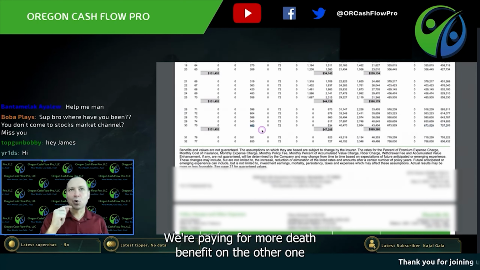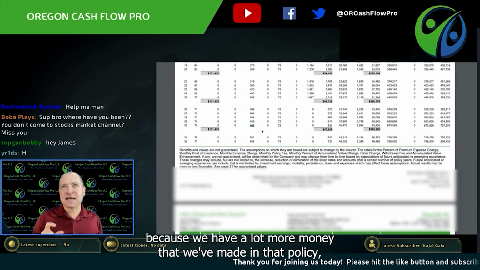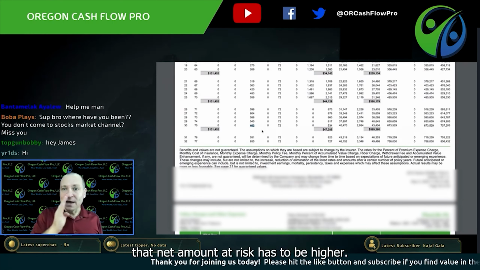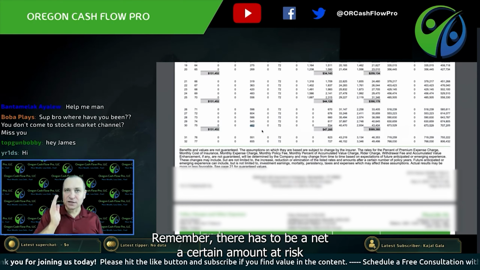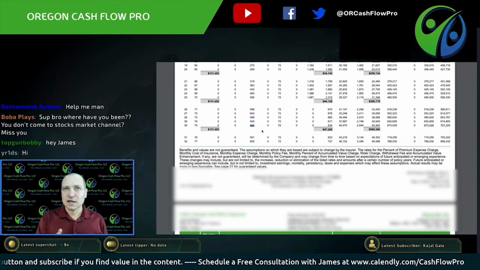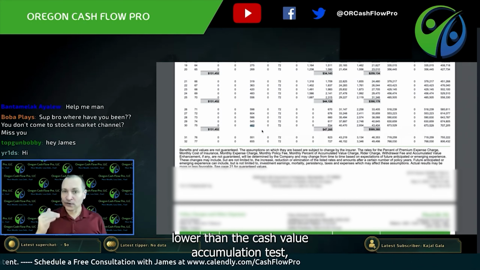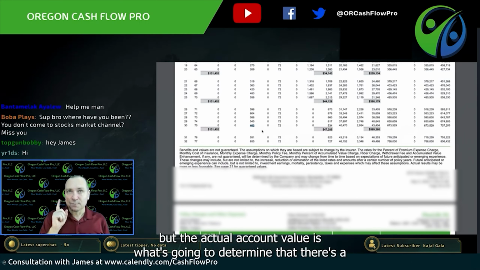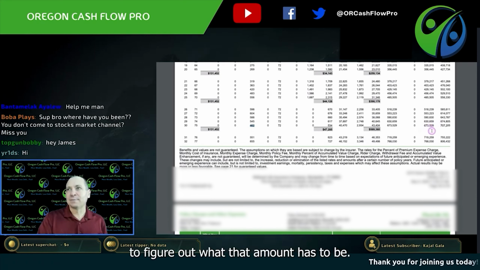We're paying for more death benefit on the other one because we have a lot more money that we've made in that policy. That net amount at risk has to be higher. Remember, there has to be a certain amount at risk to the insurance company for this to be considered life insurance. With the guideline premium test, it can be minimized, lower than the cash value accumulation test, but the actual account value is what's going to determine that. There's a table, a factor table that they use to figure out what that amount has to be.